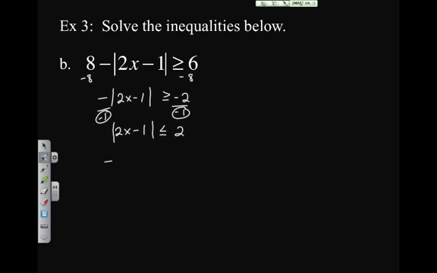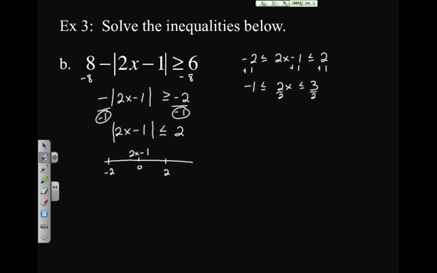So again, to draw a quick sketch to give us an idea, happens to be the same numbers. You've got 2 and negative 2, that's 2 units in each direction, and 2x minus 1 is in the middle. So negative 2 is less than or equal to 2x minus 1, which is less than or equal to positive 2. We add 1 to both sides, and we get negative 1 is less than or equal to 2x, less than or equal to 3, and then we divide by 2, and we have negative 1/2 is less than or equal to x, which is less than or equal to 3/2.